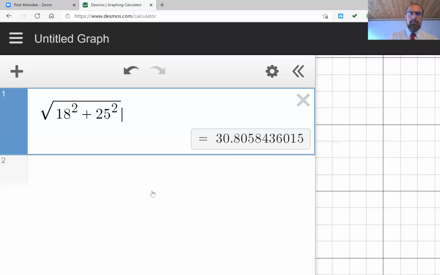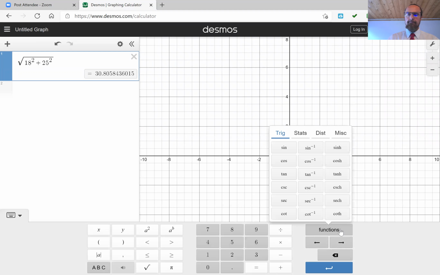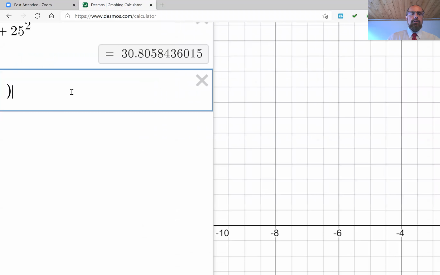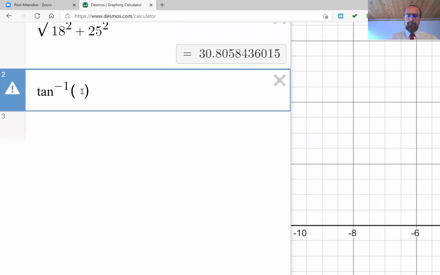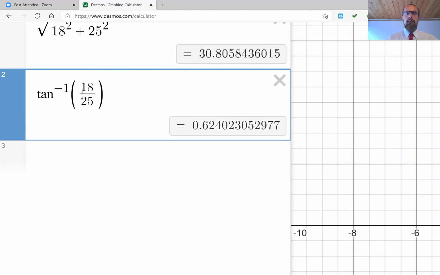So here on Desmos, to find inverse tangent, you go to the keypad and select the functions tab in the trig option, and that'll give you inverse tangent. So I'll make sure to plug it in there to a new field. And then we've got our quotient here, 18 over 25.